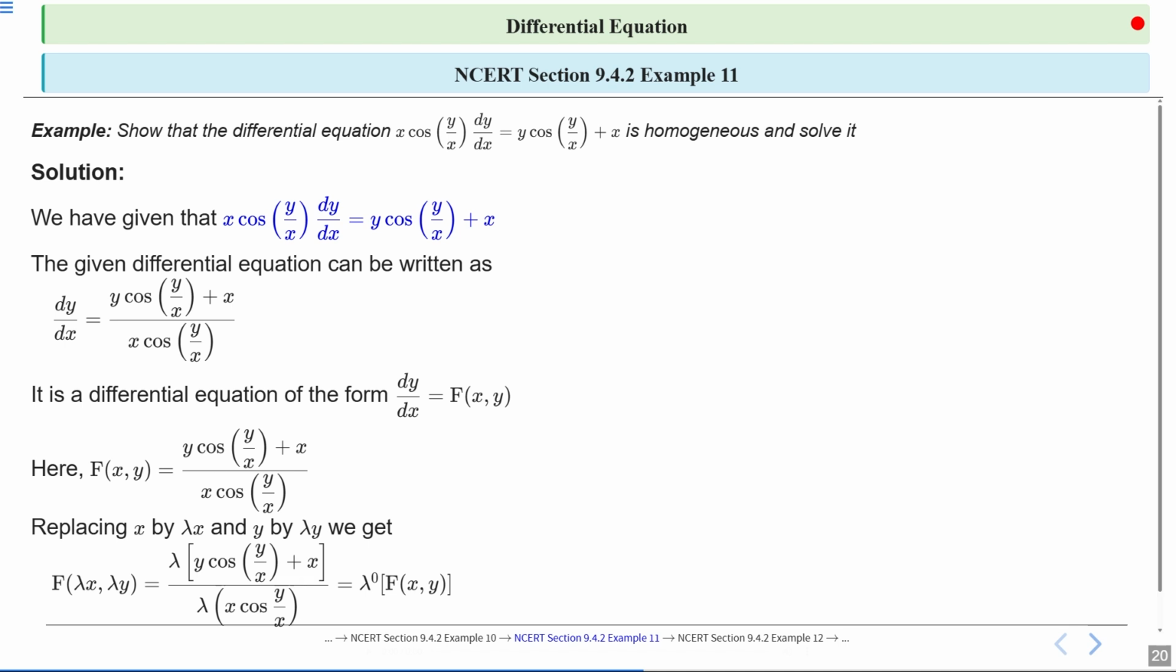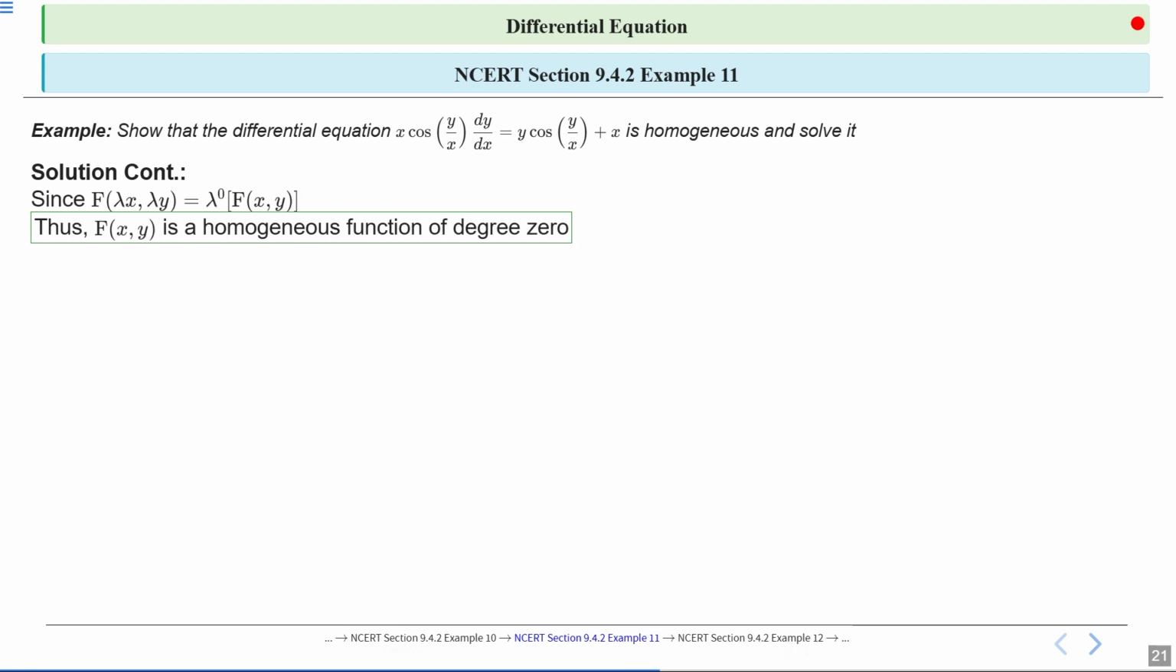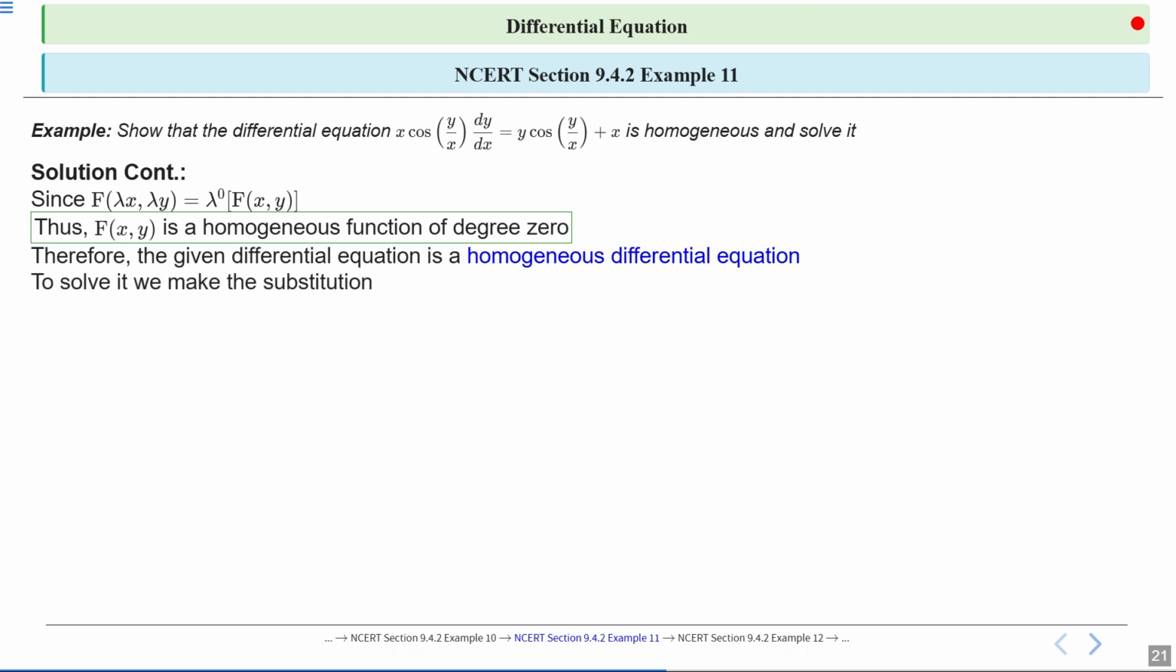Now we have to solve it. To solve the homogeneous differential equation, we use a substitution method. The function is a homogeneous function of degree 0, and therefore the given differential equation is a homogeneous differential equation. And to solve it, we make the substitution. That is, we take y = vx.